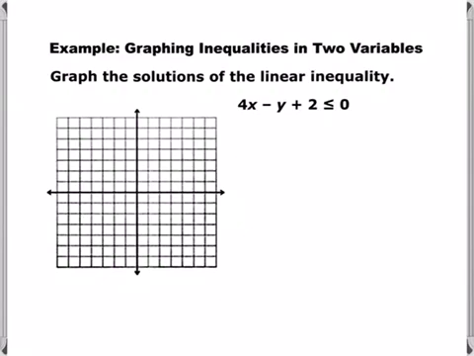In the next example, we have the same thing. 4x minus y plus 2 is less than or equal to 0. We need to put this in slope-intercept form first. So I'll subtract 2 to the other side, and at the same time, I'm going to go ahead and subtract 4x as well. So right now, I have negative y is less than or equal to negative 4x minus 2. To get rid of the negative in front of the y, we divide by negative 1. When we divide by a negative in an inequality, we have to flip our inequality symbol.